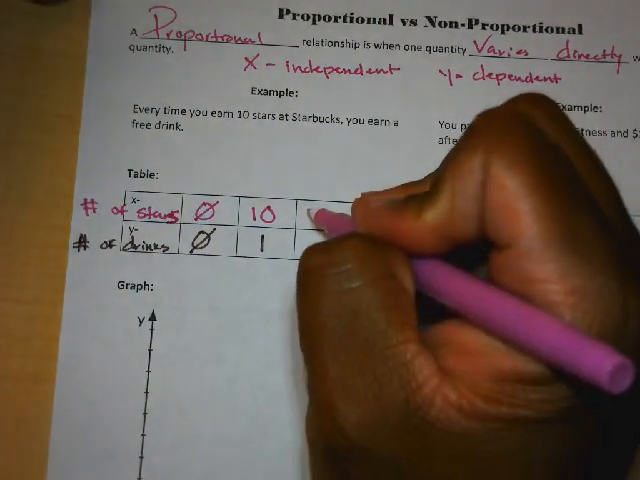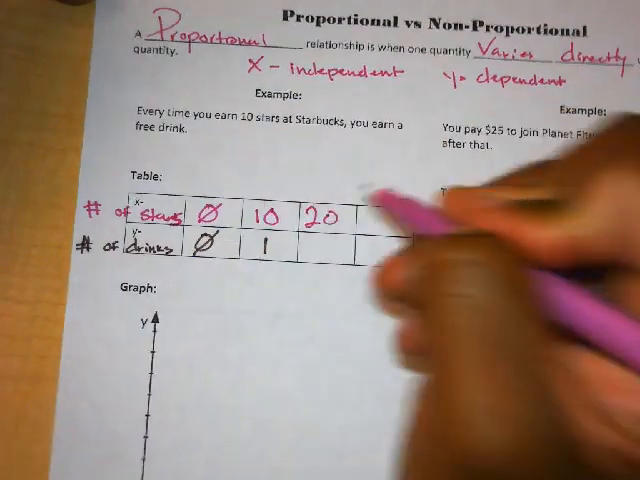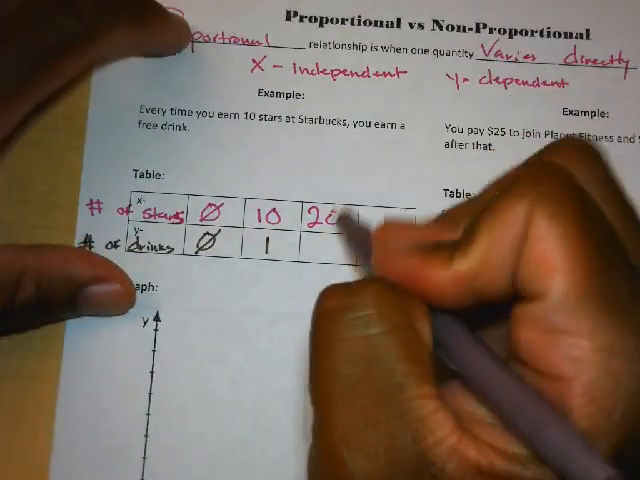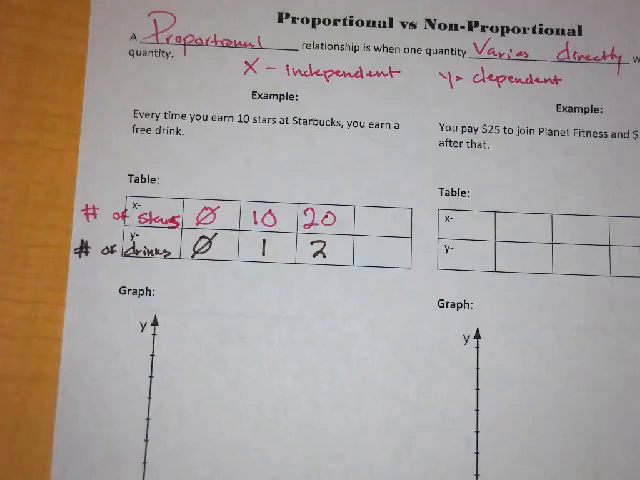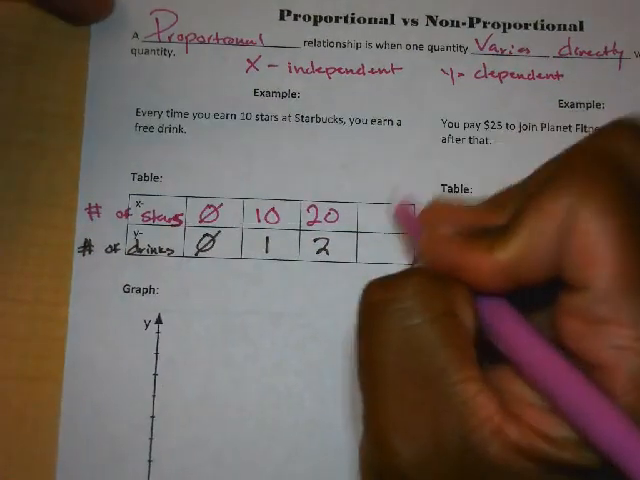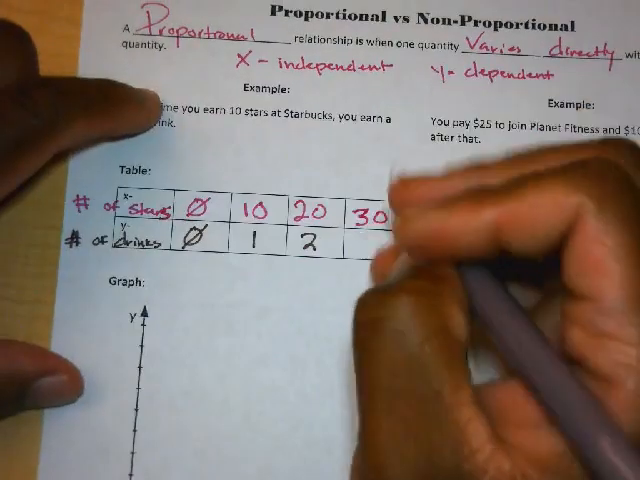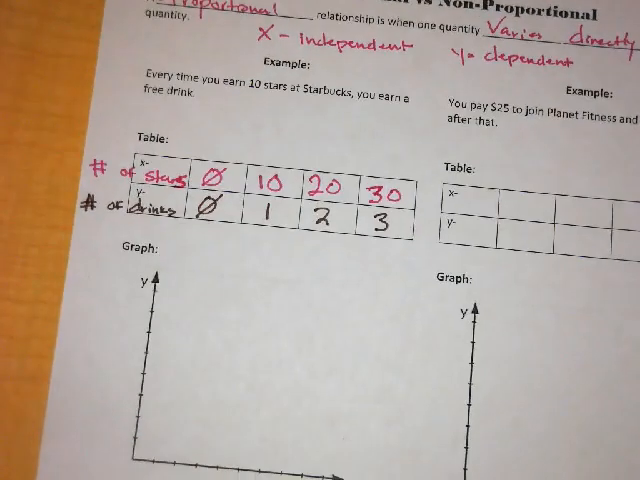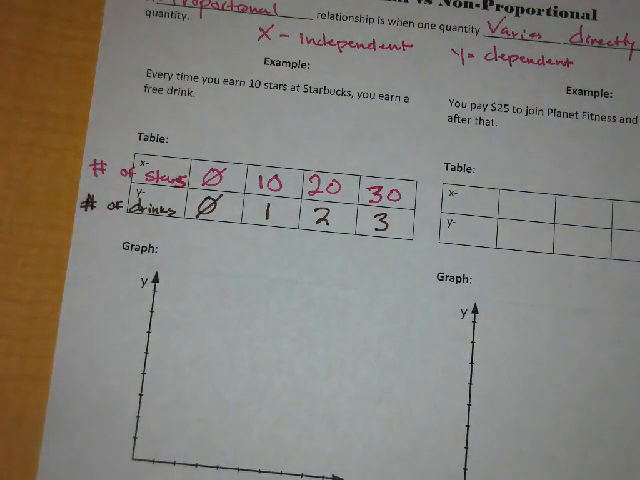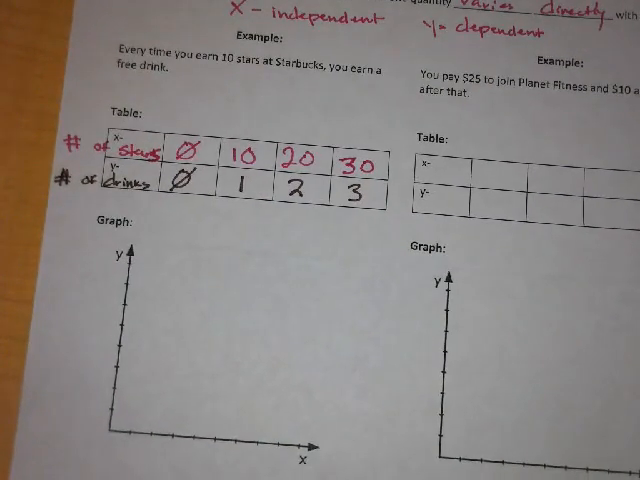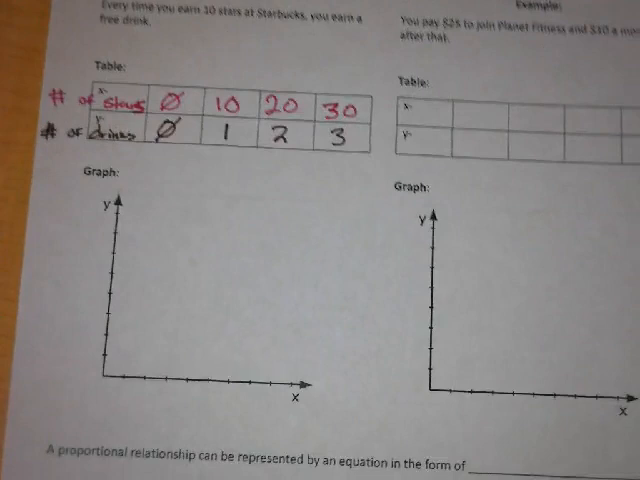If I earned 20, I would get two drinks. If I earned 30, I would get three drinks. So the number of drinks depends upon the number of stars I get. The number of stars I get doesn't depend on the number of drinks I get for free. That doesn't work out. The number of free drinks I get depends upon the number of stars I earn. However you earn stars at Starbucks, I'm not really sure.